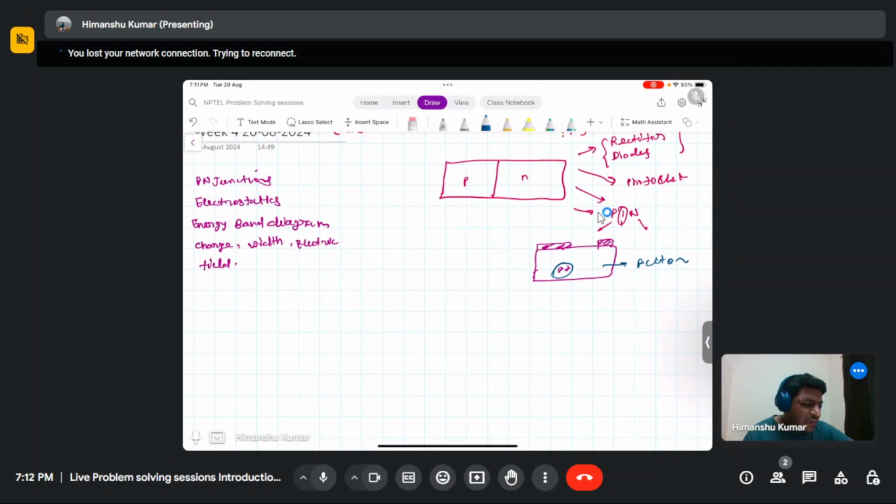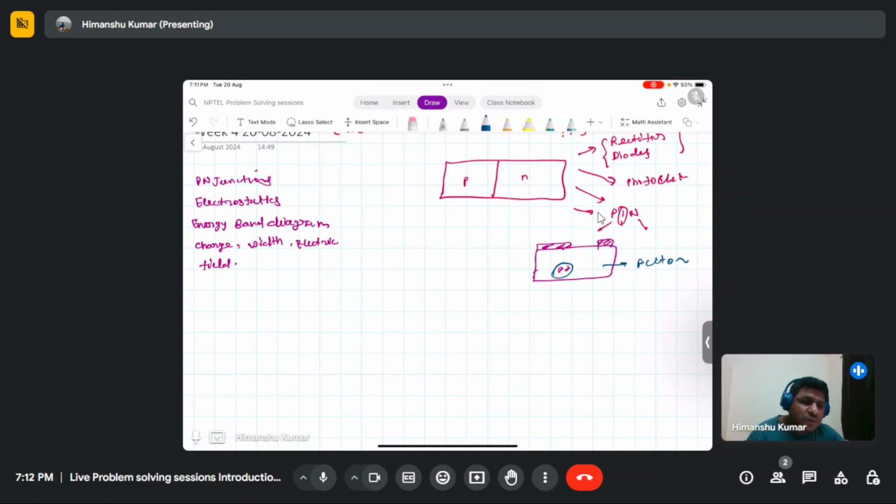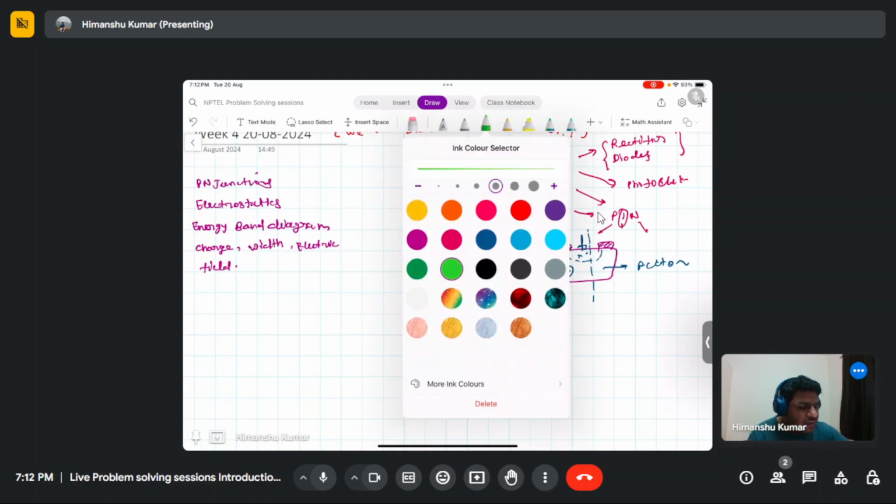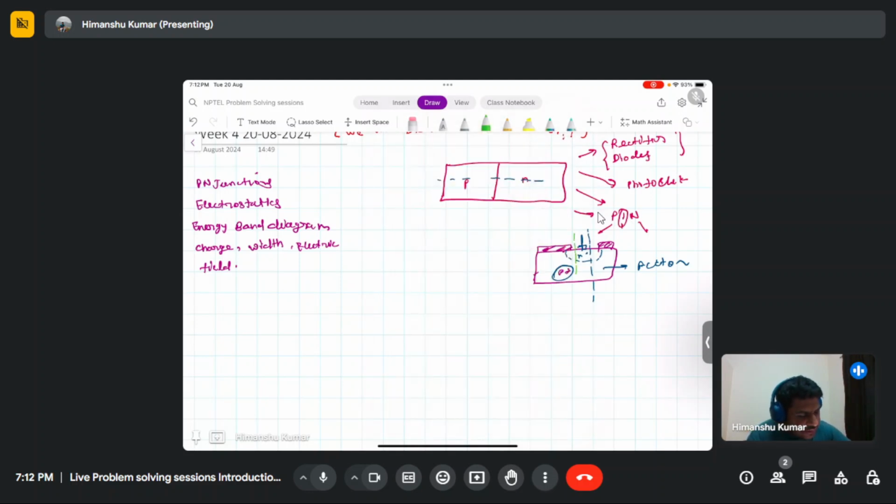To keep things simple, especially for basic courses, we consider this case, and we consider this direction. If you take a cross section of this device in this direction, you will see this kind of region. Let me draw it clearly. If you neglect the other 2D effects, that is the simplified picture you will get.